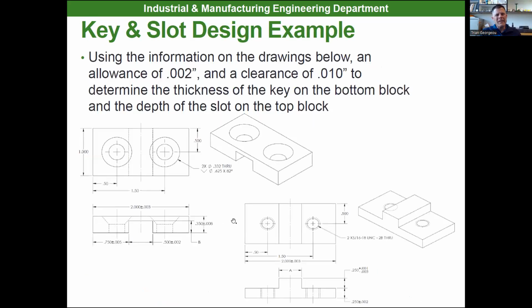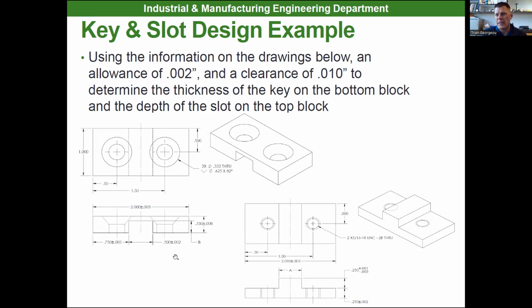So that's my spiel on fits. We can also do it this way. If I looked up in the Machinery's Handbook and found that this specific type of fit I need between the block had to have an allowance of 2 thou and a clearance of 10 thou, I could use that to determine what A would need to be on my part right here, the thickness of the keyway.